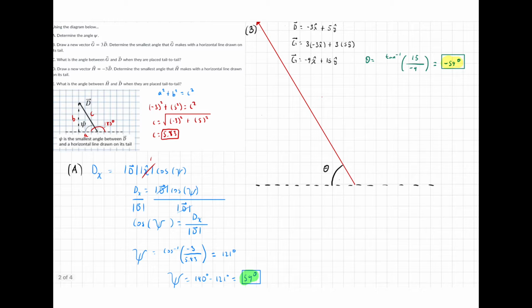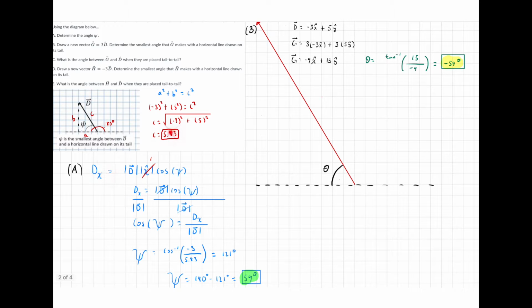We're being asked to use the diagram below to determine angle psi. Alright, so for this angle, we can approach this by using the dot product. And we can also find out what C is by using the Pythagorean theorem. So it came out that the magnitude of the vector is going to be 5.83.